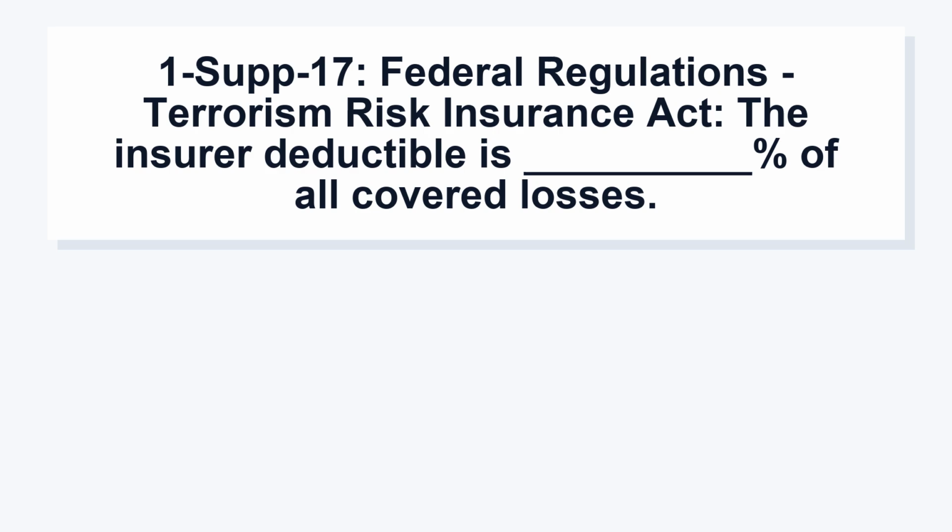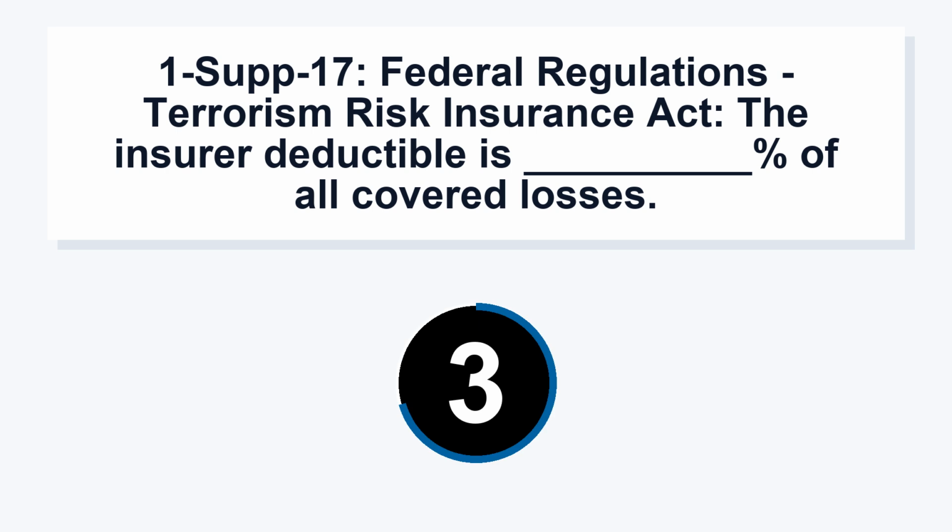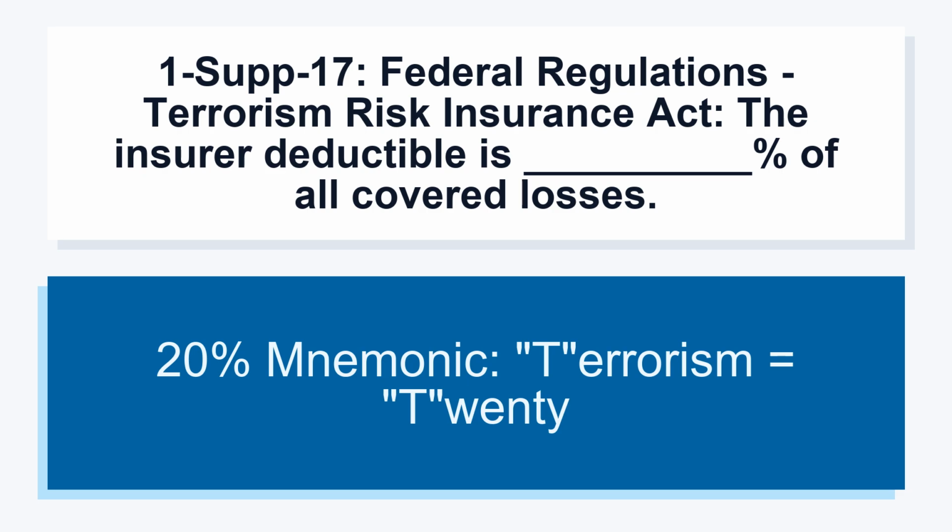1 Sup 17, Federal Regulations, Terrorism Risk Insurance Act. The insurer deductible is % of all covered losses. 20%. Mnemonic: Terrorism equals T20.